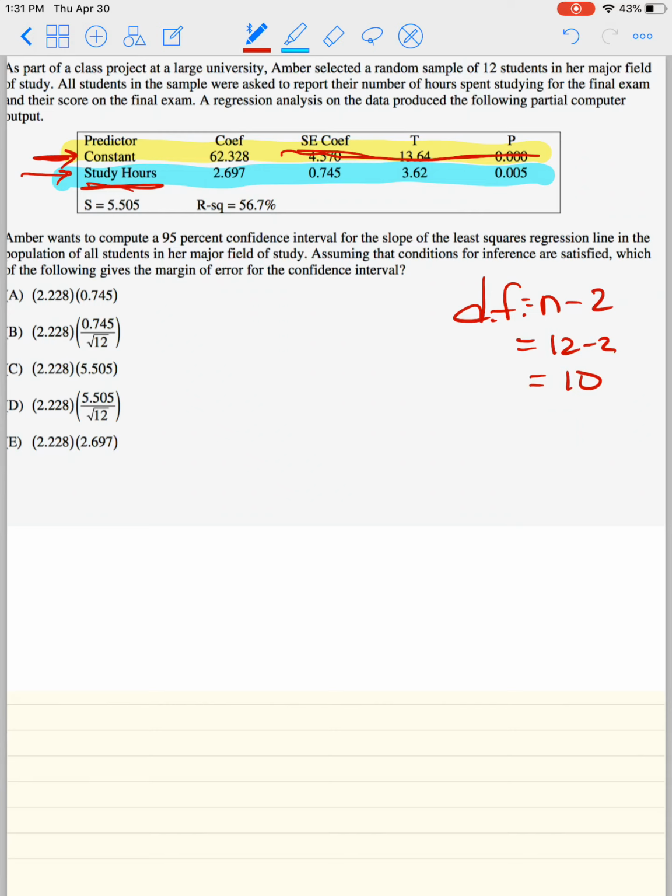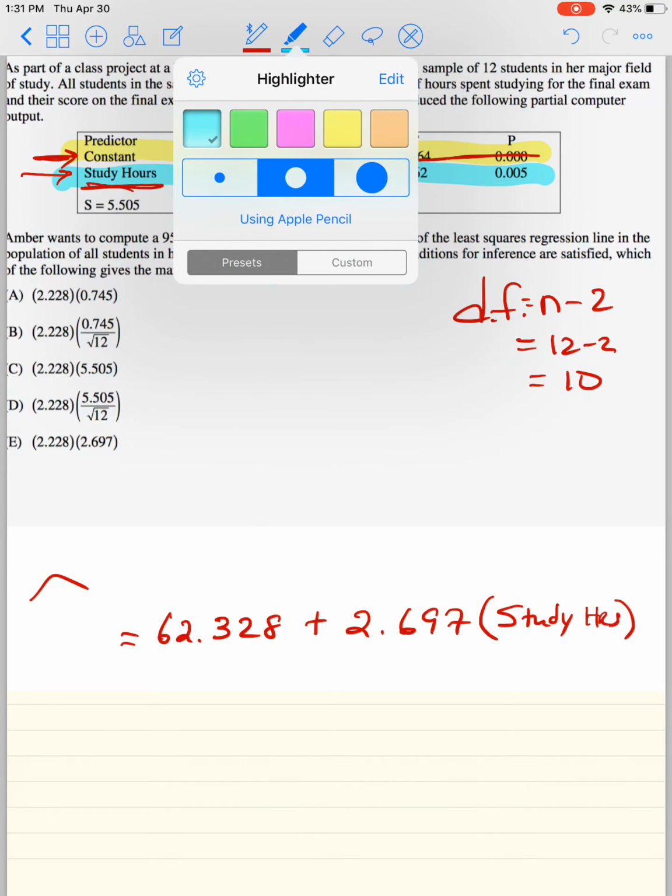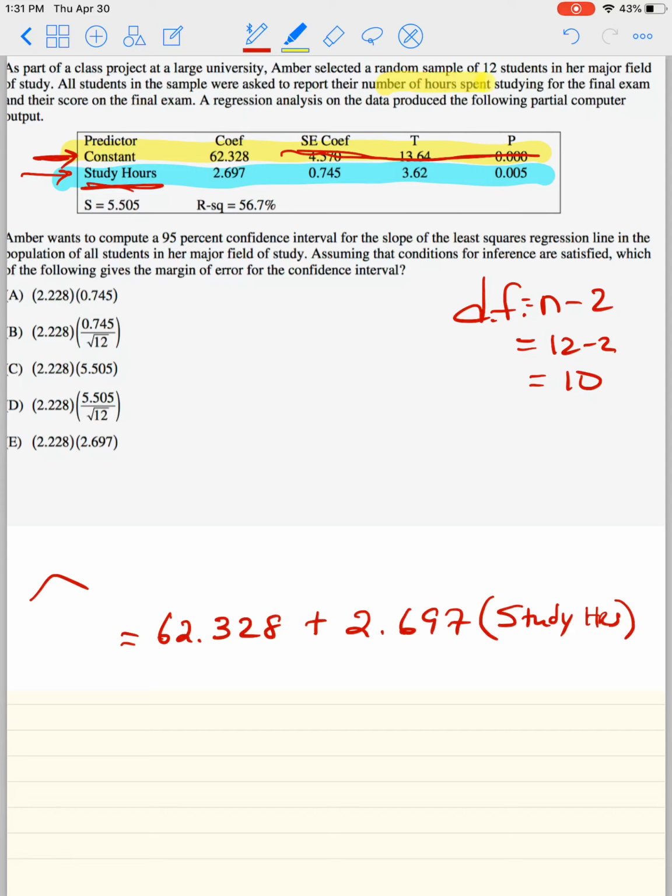Okay, so how do I write the equation of the line? I'm going to take the y-intercept, which is 62.328. I'm going to take the slope, which is 2.697, and I'm going to take the variable right next to it called study hour. But we know it's an equation, so it has to equal something. If you take a look at the problem, the y hat you have to get from the problem. It says hours spent studying for the final exam and their score on the final exam. So this guy here will be final exam score, okay? So that is how you get the line of best fit using a computer output.